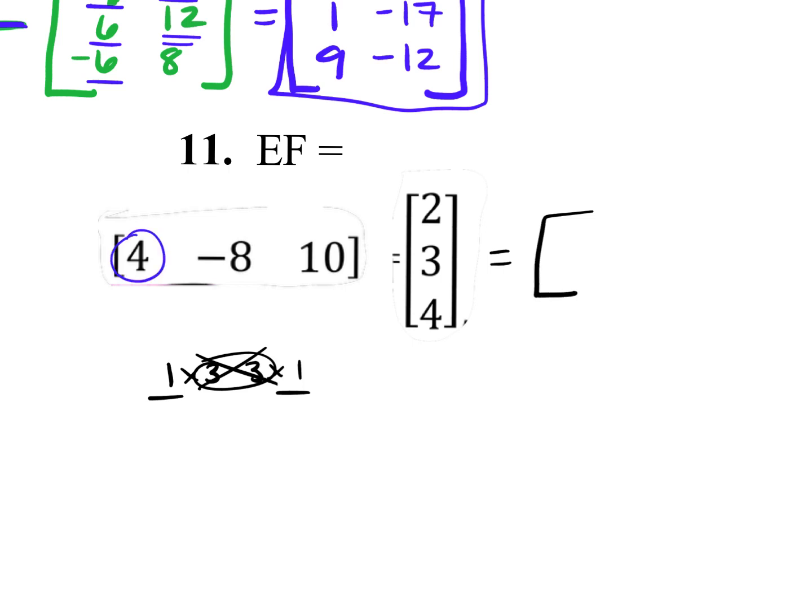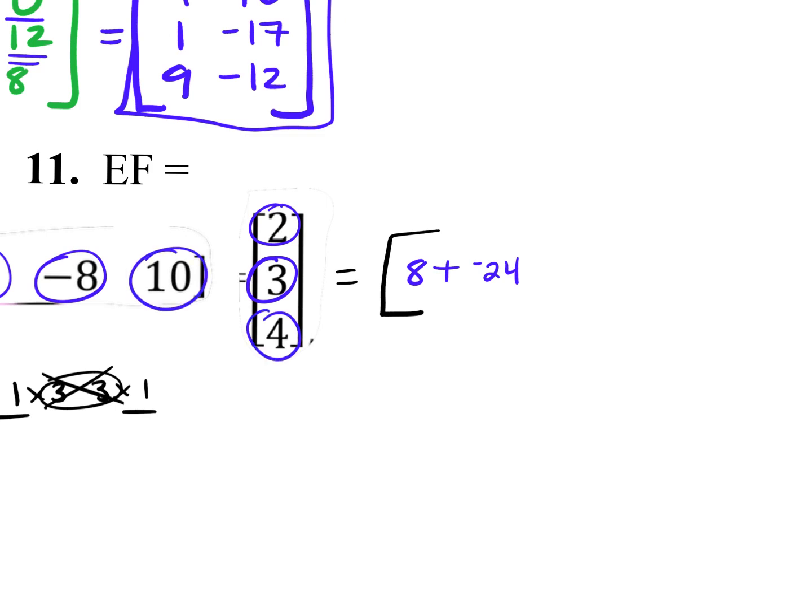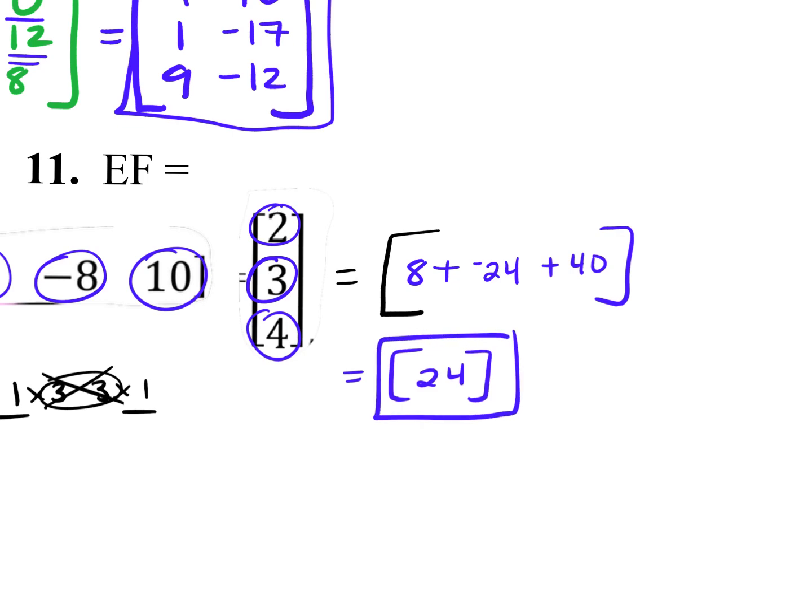You're going to go 4 times 2 is 8 plus negative 8 times 3, which is a negative 24. So really you could say minus 24. And then 10 times 4, which is 40. So we're going to add all those together. So this is 8 minus 24 plus 40 is 24. So that's your 1 by 1. That's your only number answer there. And you're done.